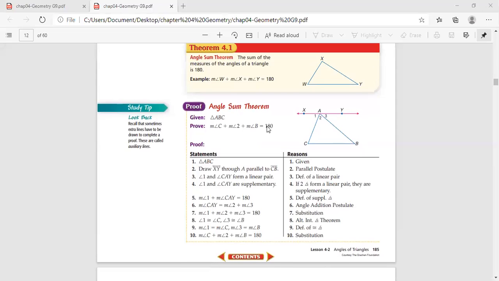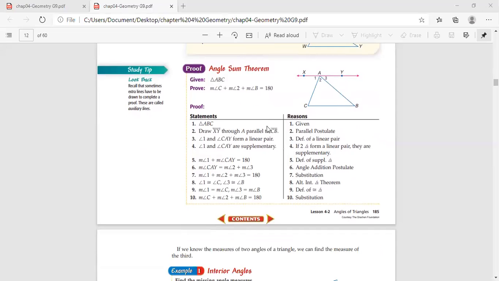Then we have different exercises about the sum of angles. First, the angle sum theorem: linear angles, the angles on the same line, their sum equals how many? 180 degrees.